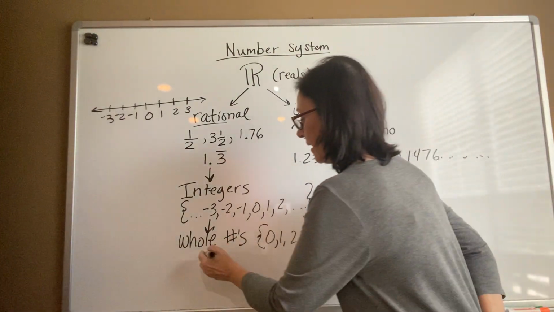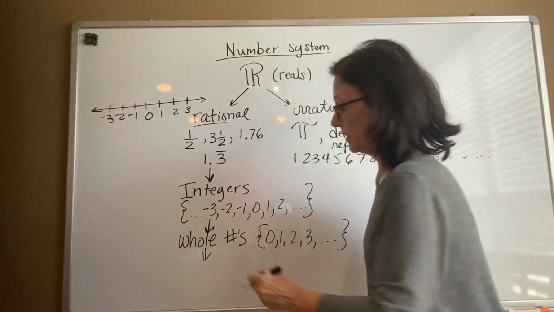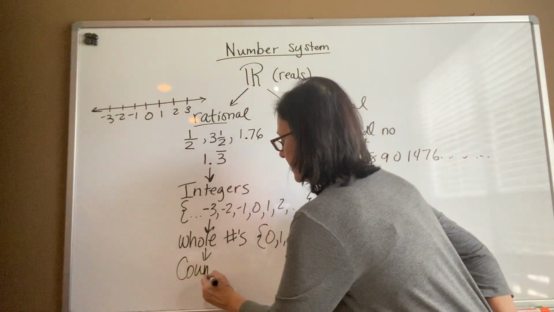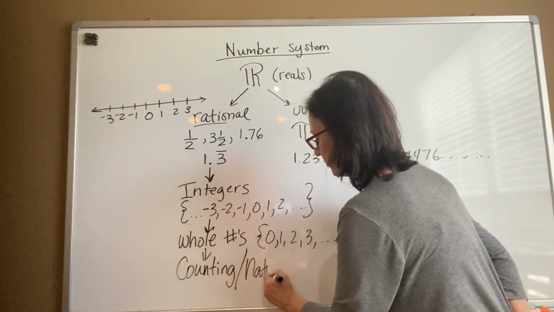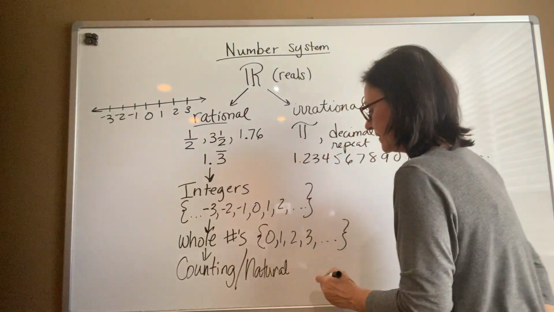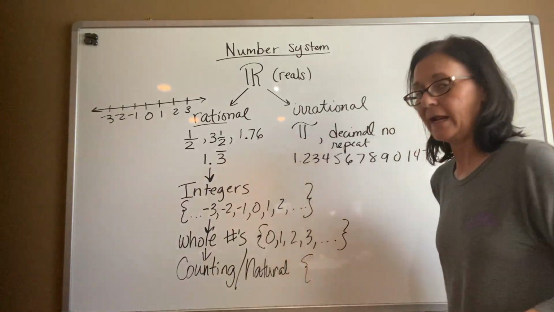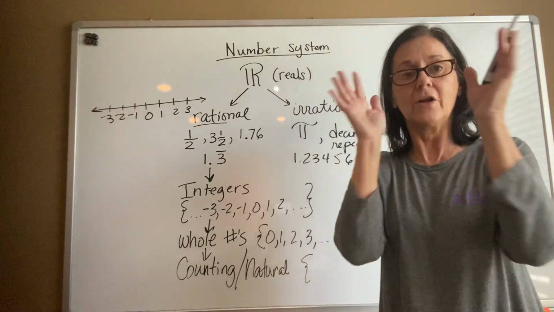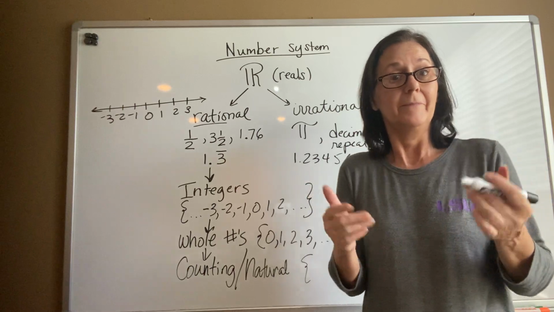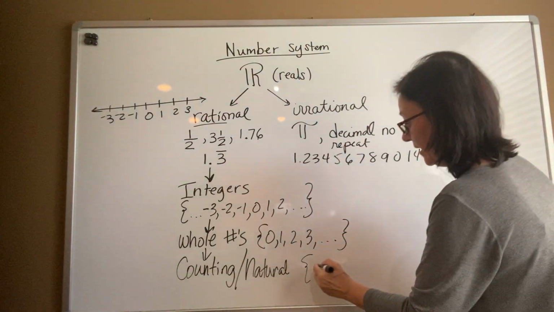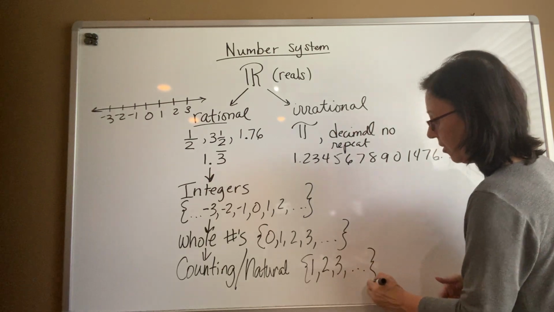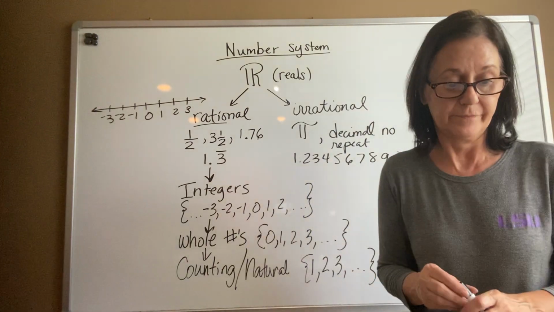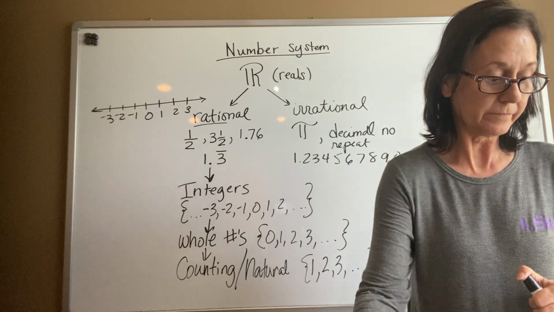Your counting numbers are your natural numbers. Counting, it has two names. Counting are your natural numbers. When you play hide and seek, you don't start 0, 1, 2. No, you start with 1, right? 1, 2, 3. So it starts with 1, 2, 3 and goes all the way in the positive direction.